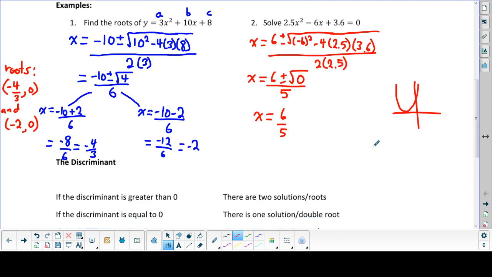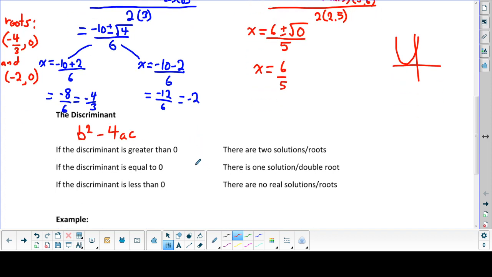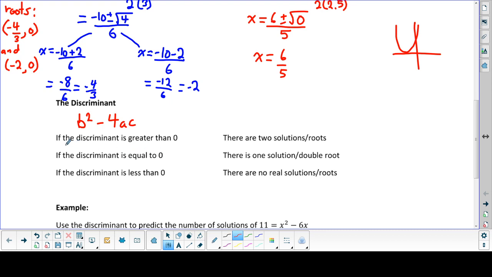All right, so the discriminant is the part under the square root. The discriminant is b squared minus 4ac. And just by looking at the discriminant, we can tell a few things about a quadratic. So if the discriminant is greater than 0, so if it's a positive number, then there's going to be 2 solutions or 2 roots. If the discriminant is equal to 0, that means there's only going to be 1 solution. That's what we saw in this example over here. Or a double root, which is where it kind of bounces off the x-axis.